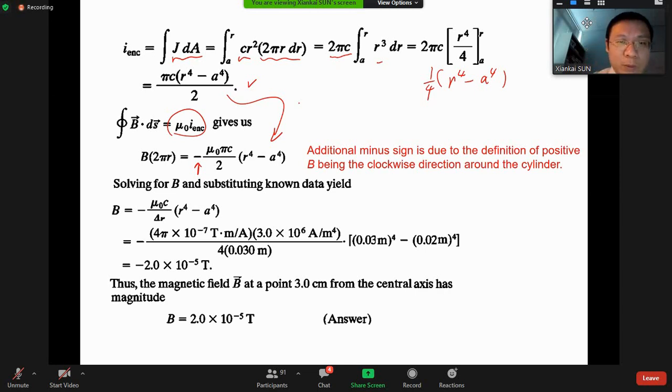And then we substitute all the specific values into this expression. R equal to 0.03 meter, A equal to 0.02 meter. Here this is mu naught, the permeability constant. So eventually we get B equal to 2.0 times 10 to the negative fifth power Tesla.